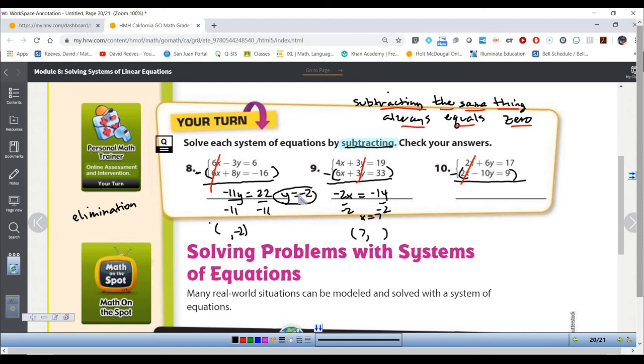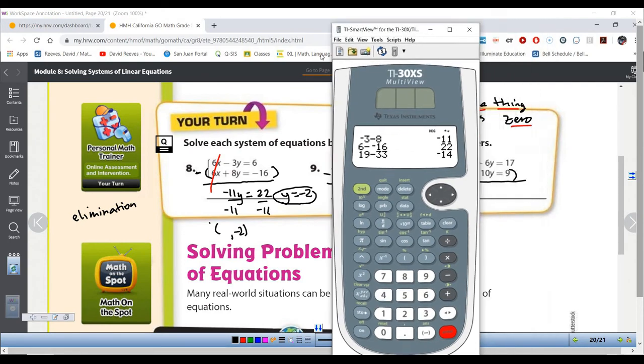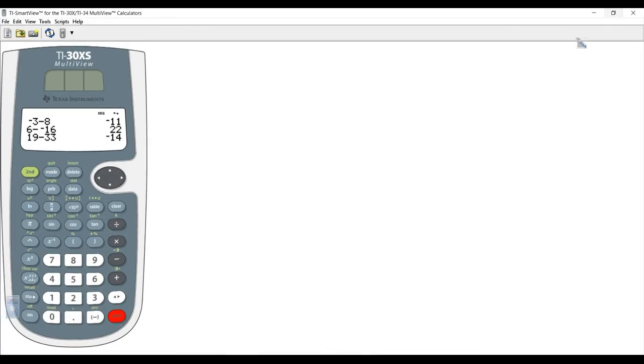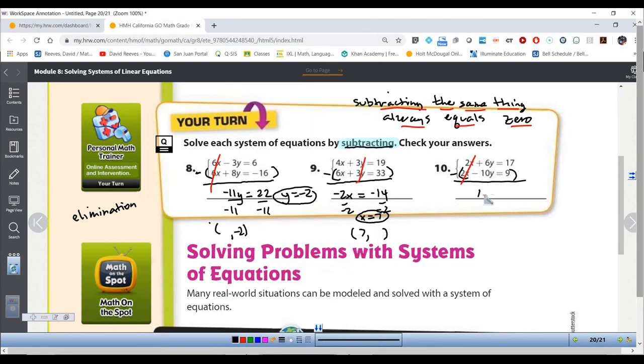This one, by the way, y was negative 2. Here x is 7, so I know half my answer. On this one, once again, those cancel. 6 minus a negative 10. Again, be careful. It's not 6 minus 10. Look carefully what we have. We have 6 minus a negative 10, right? And when I do that, I get 16.